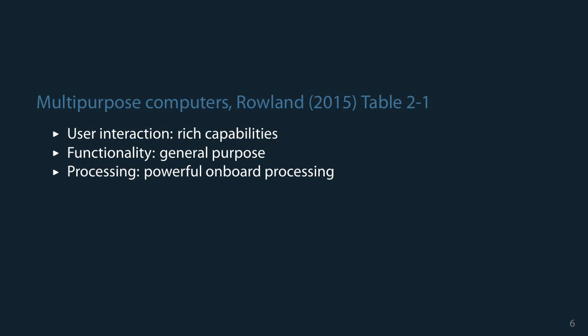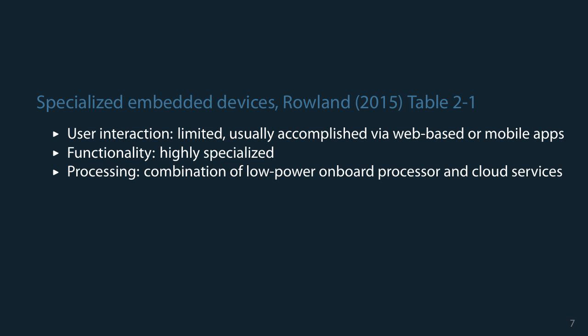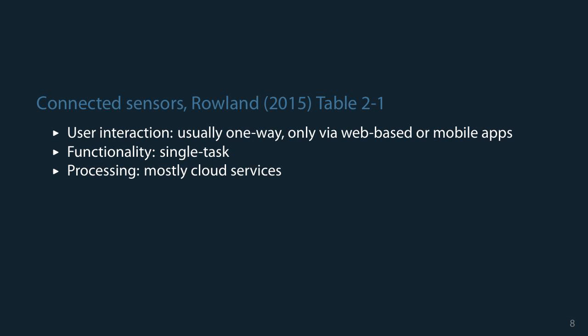For multipurpose computers, we see that the user interaction offers rich capabilities. The functionality is general purpose, and the processing is powerful onboard processing. For specialized embedded devices, the user interaction is limited and is usually accomplished via web-based or mobile apps. The functionality is highly specialized, and the processing is a combination of very low power onboard processor and cloud services. For connected sensors, the user interaction is usually one way, only via web-based or mobile apps. The functionality is generally single task, and the processing is done mostly in the cloud.